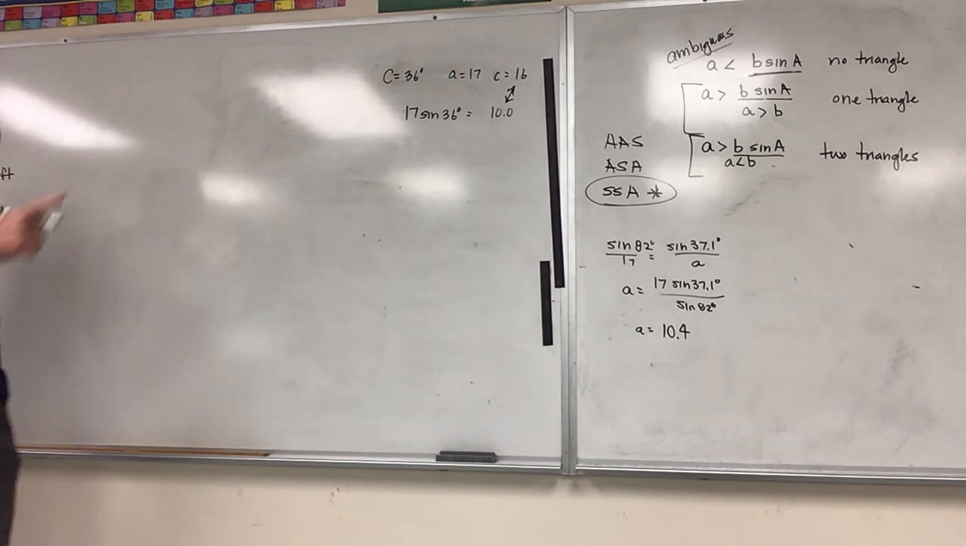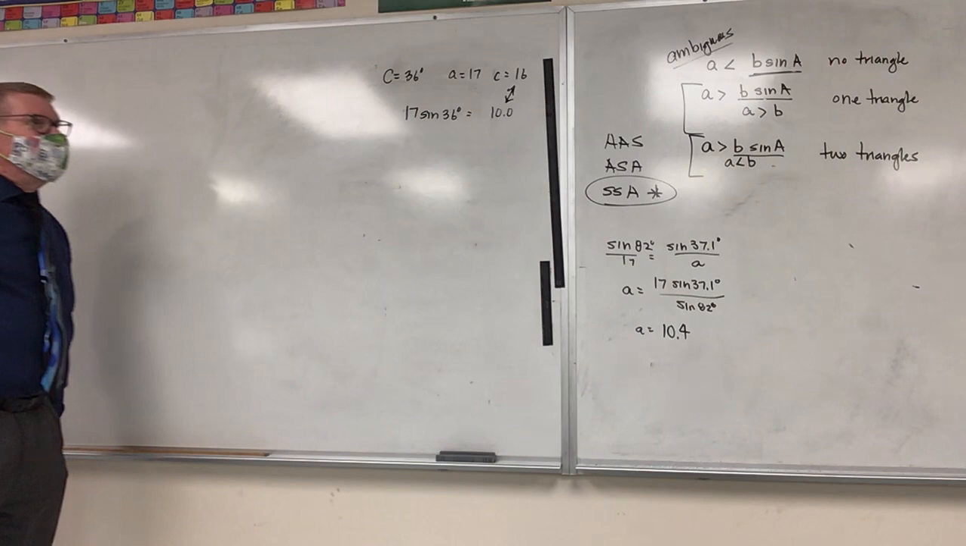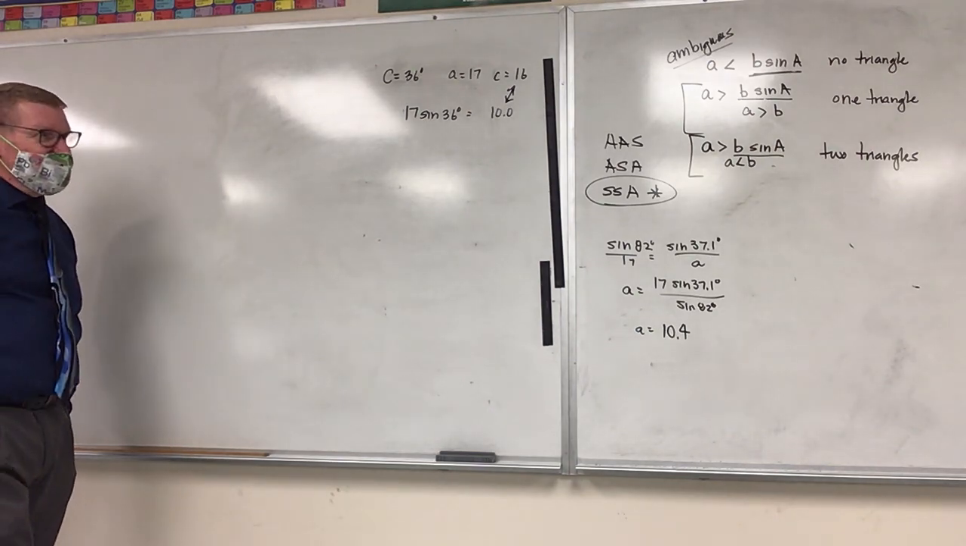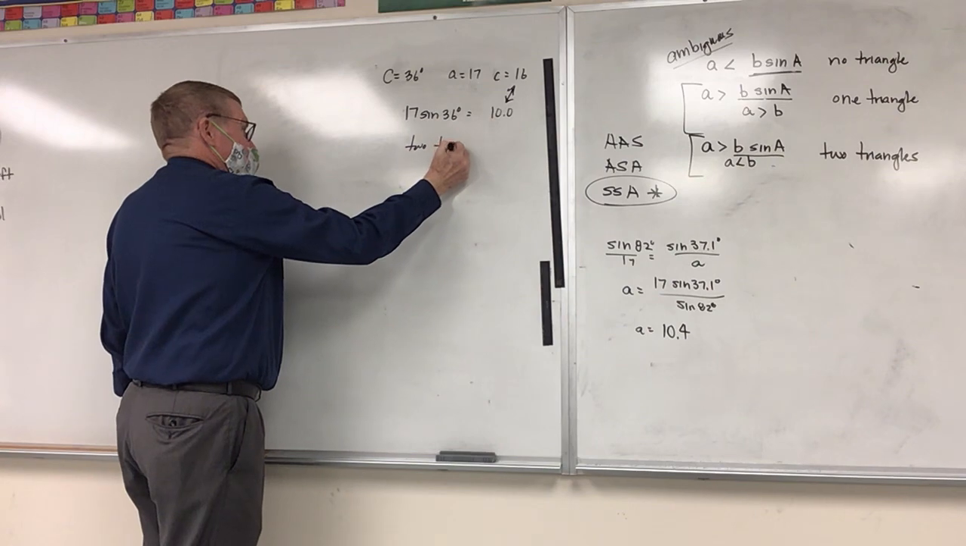All right, now we're going to compare it to here. Less than or greater than? Less than. Less than, so therefore how many triangles? 2. 2 triangles. Look at that.